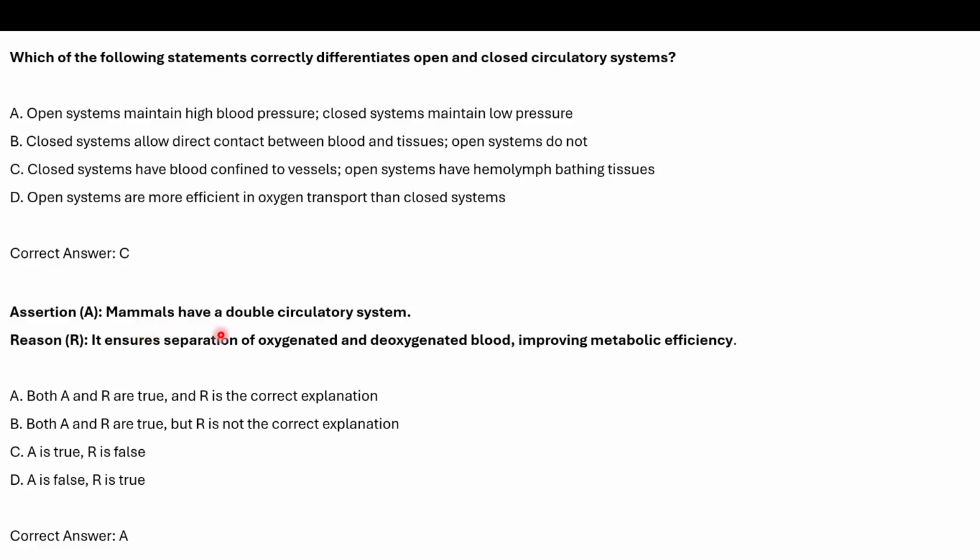Mammals have a double circulatory system, and the supporting statement is that it ensures separation of oxygenated and deoxygenated blood, improving metabolic efficiency. So definitely the reasoning statement is the correct explanation of the assertion that has been given here. So the correct answer is option A. Both the statements are true, and the second statement nicely explains the first statement.